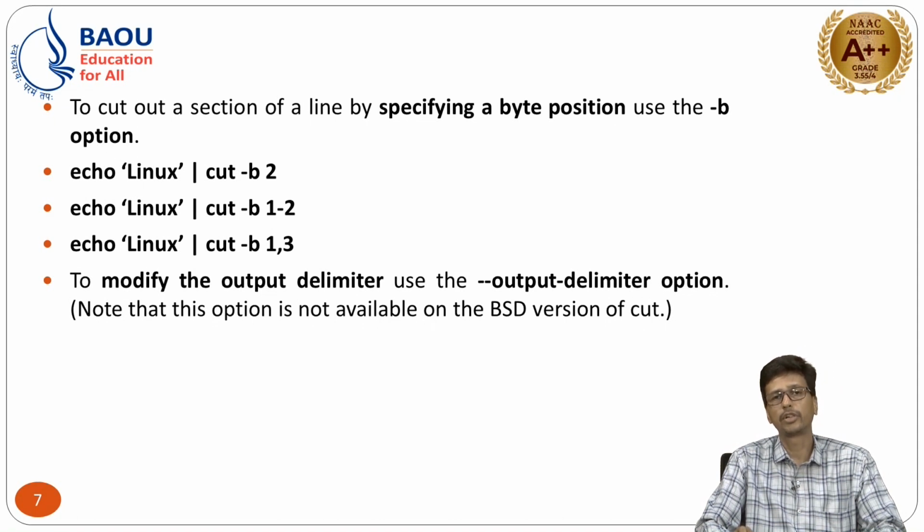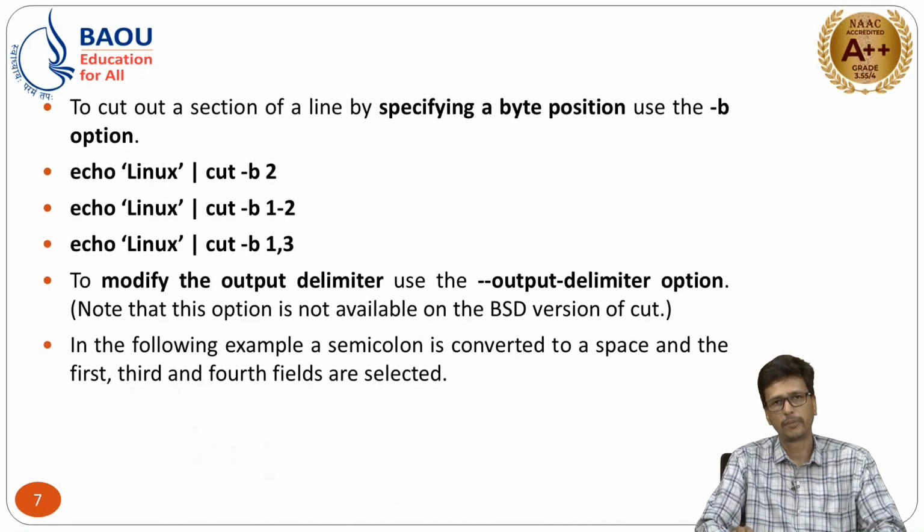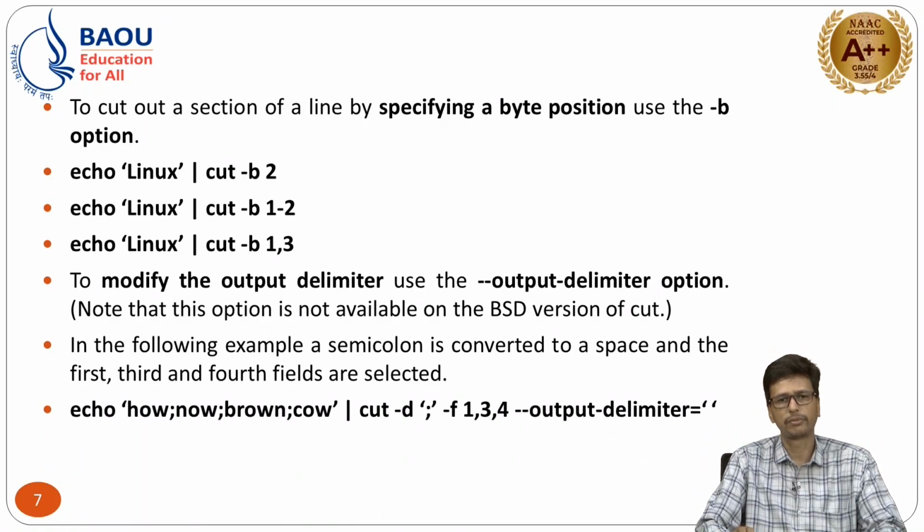So that means you want to change that particular delimiter. It is also available here with the help of the cut command. You can use cut, then after that -d for the delimiter, semicolon, then after that -f, that is the field. Here in our example, suppose you are requiring the first, third and fourth column, then you apply this command.